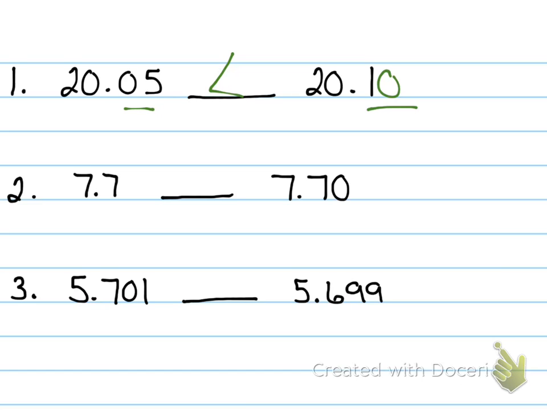All right, now what about the next one? I've got 1 decimal, so I'm going to fill in my 0. Okay, so 70 to 70 is equal. All right, and now 701 to 699. It's going to be a greater than.